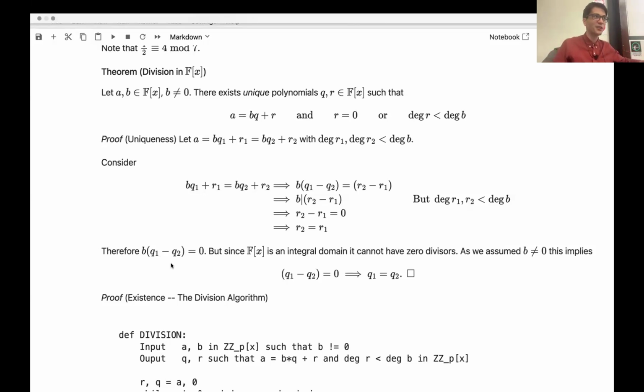Okay, so since we don't have zero divisors, the only way for this to be equal to 0 is for one of these factors to be 0. Can b be 0? No, that's part of the precondition of the question. So this has to be 0. That's the only option. But if q1 minus q2 is 0, that means the q's are equal, and the r's are equal. Contradiction. So if you do find q and r satisfying those conditions, they are going to be unique.